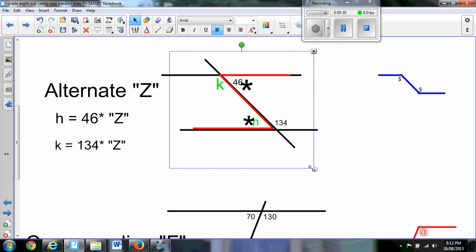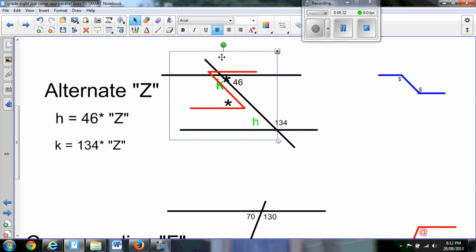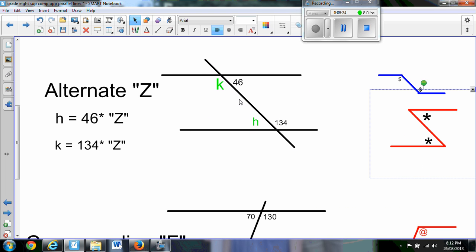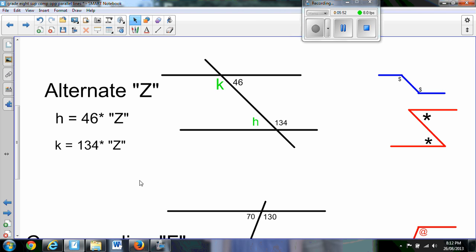So if we move it back out of the way, now that you've drawn it in here as a note, we know that 46 and H are going to be the same angle. And we don't have a lot of math work to do. We simply put angle H equals 46 degrees because of Z pattern. Always remember that these two stars, please don't start putting stars in your math work. I don't have the degree symbol on this smartboard application. So there is the first two.